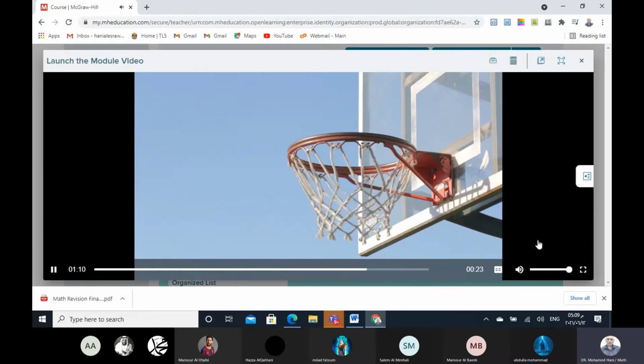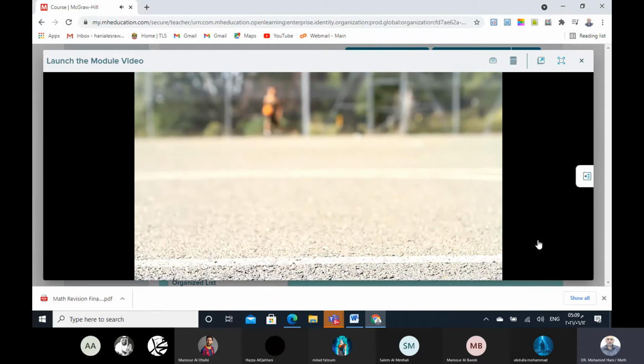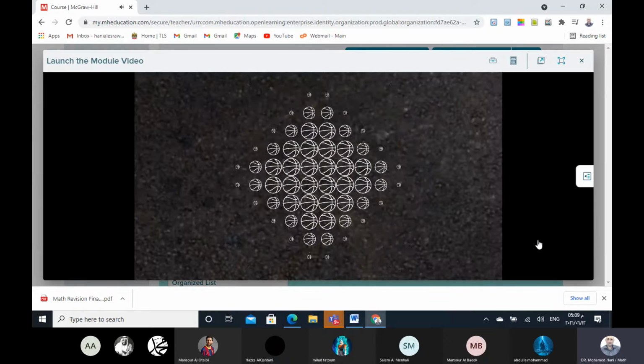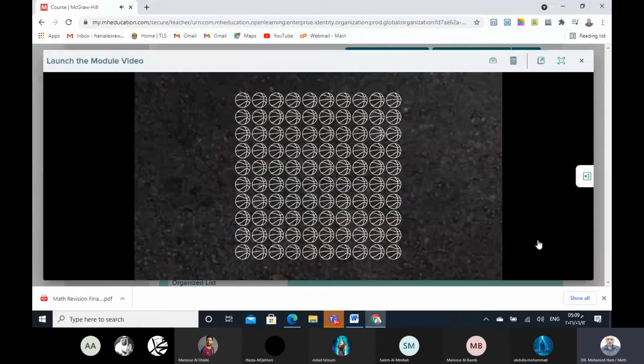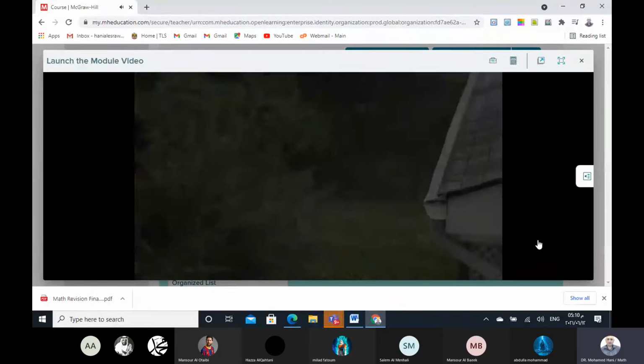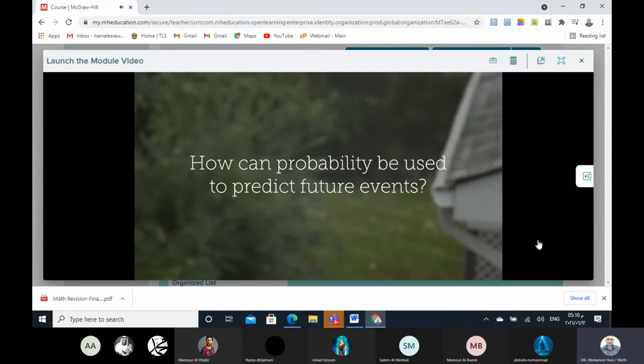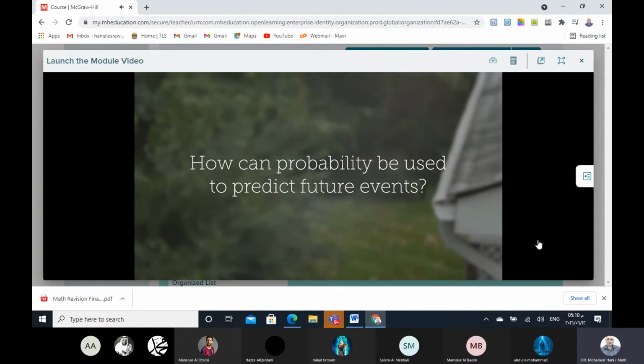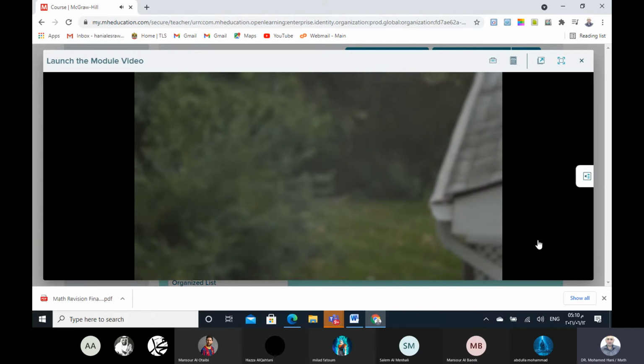Based on these results, what is the probability that you would make 4 in a row, or 5 in a row? We can also use this to predict how many shots you might make in the future. What if you took 100 free throws? How about 1,000? How many would you expect to make? How can probability be used to predict future events? Are you ready? Let's begin.